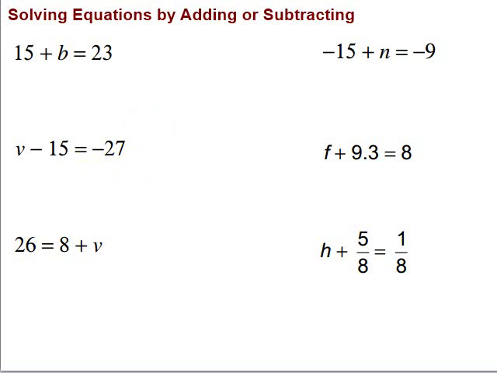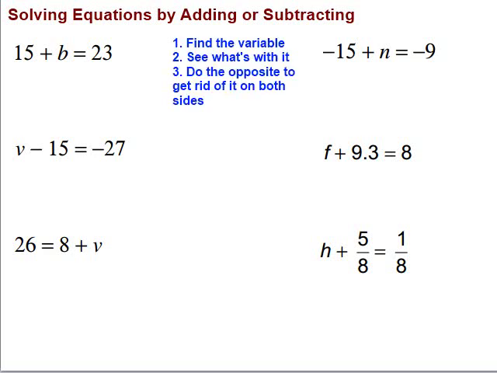There are some steps that I will put forth in order for us to go about this solving. Here they are. Find the variable. Sometimes the variable might be on the left-hand side, sometimes it might be on the right-hand side of our equation. Doesn't matter. First step, track down that variable. Next, see what's hanging out with it. And what I mean by that is what is on the same side of the equal sign as the variable.